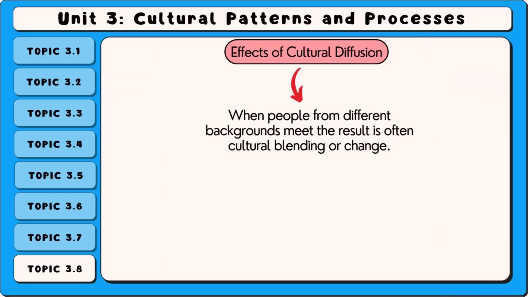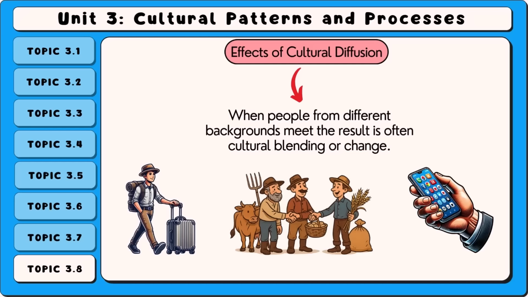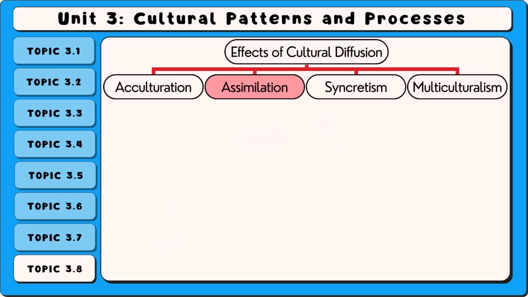In this lesson, we will study the effects of cultural diffusion. When people from different backgrounds meet, whether through migration, trade, or media, the result is often some level of cultural blending or change. In this lesson, we'll focus on 4 key outcomes: acculturation, assimilation, syncretism, and multiculturalism. Each of these terms describes a different kind of response to cultural interaction.